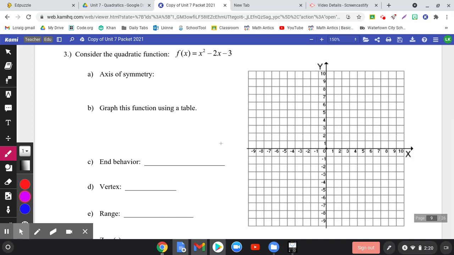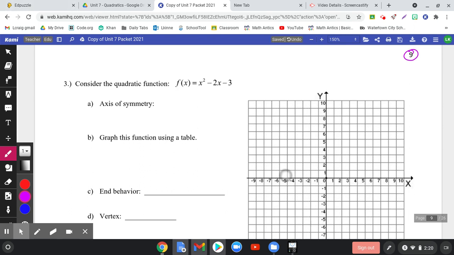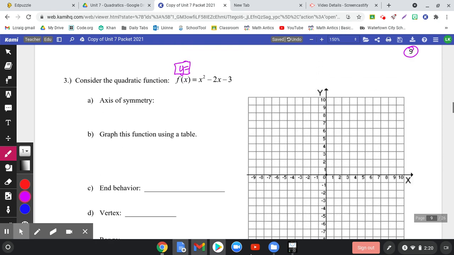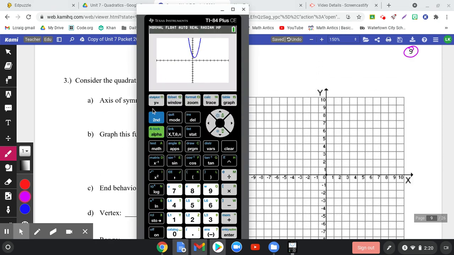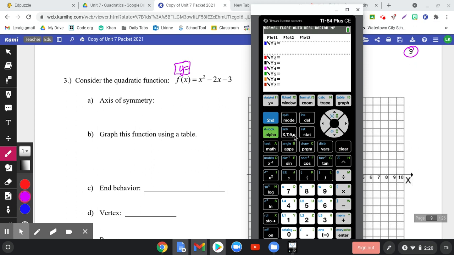Hey everybody, I figured we'd go through this question on page 9 together, just to make sure you're doing okay with it. Remember, this is the function f. It's the same as y equals, so we're going to go right to our calculator to see what's going on. The axis of symmetry you can find graphically or using the formula. All right, so I'm going to go to y equals x squared minus 2x minus 3.